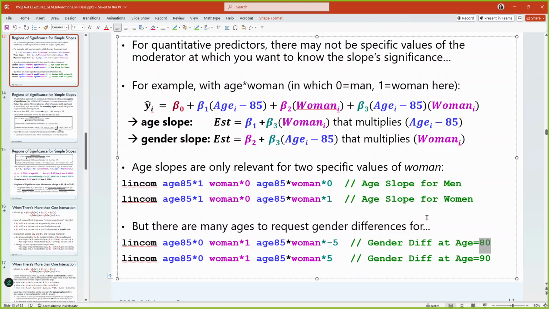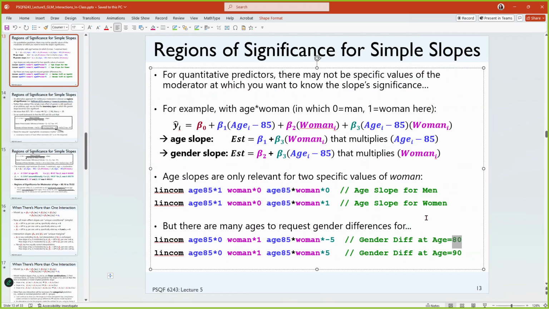What we might want to know instead is the age at which gender differences start to matter and the age at which they no longer matter. Because the slope is going to get more positive as the moderator goes up or less positive, right? At some point, it's going to go to 0, and at some point, it's going to go in the opposite direction. So finding the boundaries at which a simple slope turns on or off can be much more useful for quantitative variables that are moderators. So I want to show you how to do that.